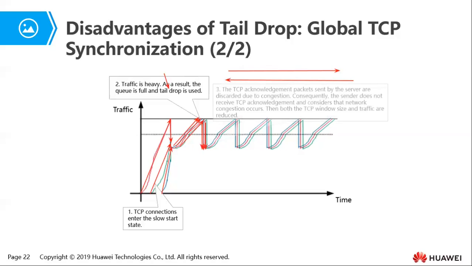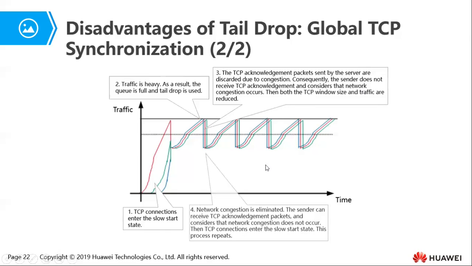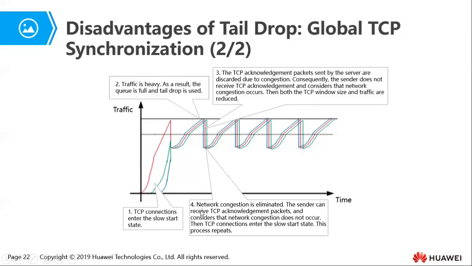Now what's the problem with that? So let me just clear this. The TCP acknowledgement packets sent by the server are discarded due to congestion. Consequently, the sender does not receive the acknowledgement and considers that network congestion occurs. Then both the window size and the traffic are reduced. When they are reduced, we have this fall here, because now the queue will have some space. Now, network congestion is eliminated. At this point, we don't have network congestion. You can see we are below the upper threshold of the queue.